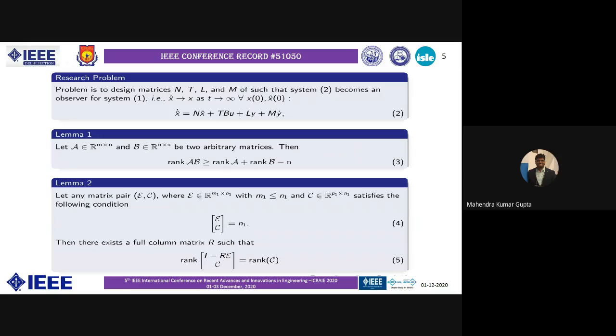Now, before solving the problem, we will use some lemmas, lemma 1 and lemma 2. So lemma 1 gives a lower bound on the rank of multiplication of two matrices. And lemma 2 says that if there is a matrix pair E and C, and it satisfies some rank condition 4, then we can definitely construct a full column rank matrix R which satisfies a rank condition given by equation 5. Now this lemma 2 we have taken from our previous work, and lemma 1 we have taken from some basics of linear algebra.